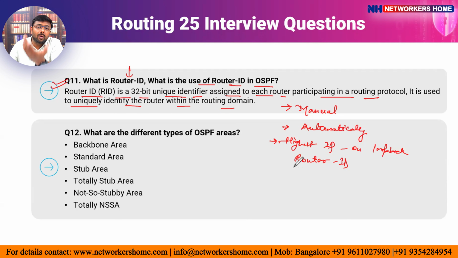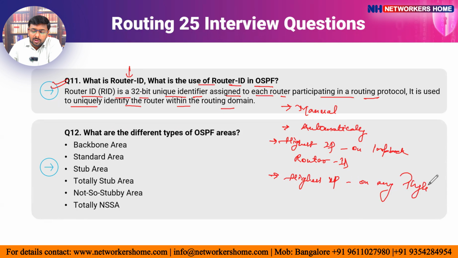Now, if we have not configured any IP address on any of the loopback interfaces, then it will check for the highest IP on any physical interface. So the first criterion is checking for the loopback interface. If there is no IP address configured on any loopback interface, it will check for the highest IP address configured on any of the physical interfaces, and that IP will become the router ID of that particular router.